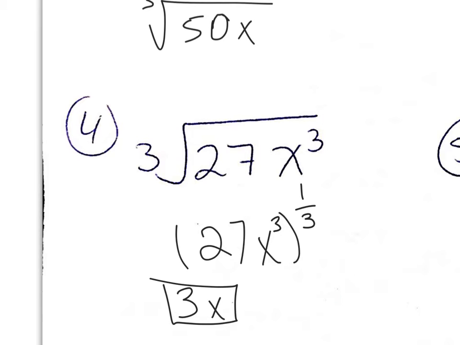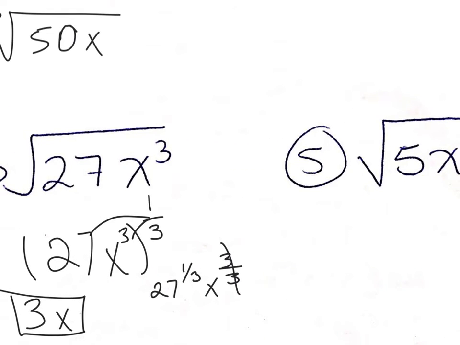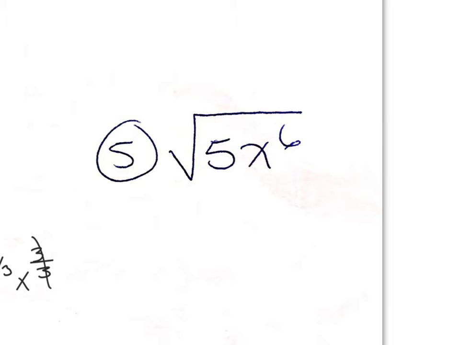And that is because this goes with that and with this. So that'll be 27 to the 1/3 times x to the 3 over 3. 27 to the 1/3 is the cubed root. 3 divided by 3 goes away, it's 1. The cubed root of 27 is 3.